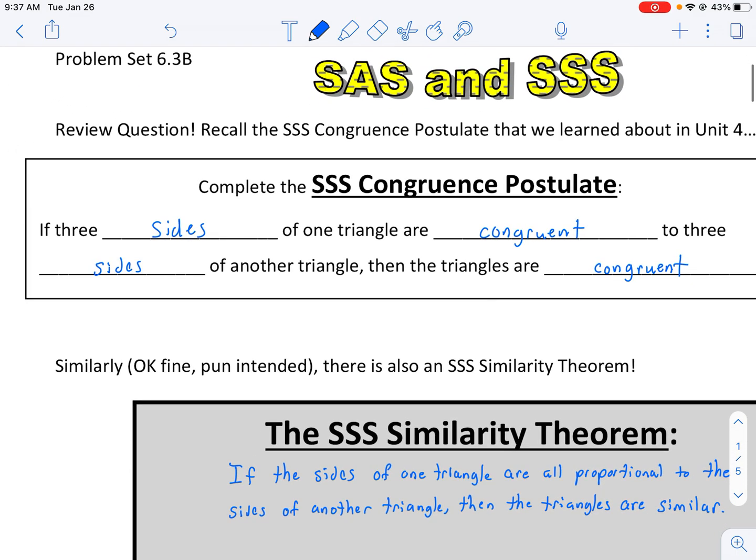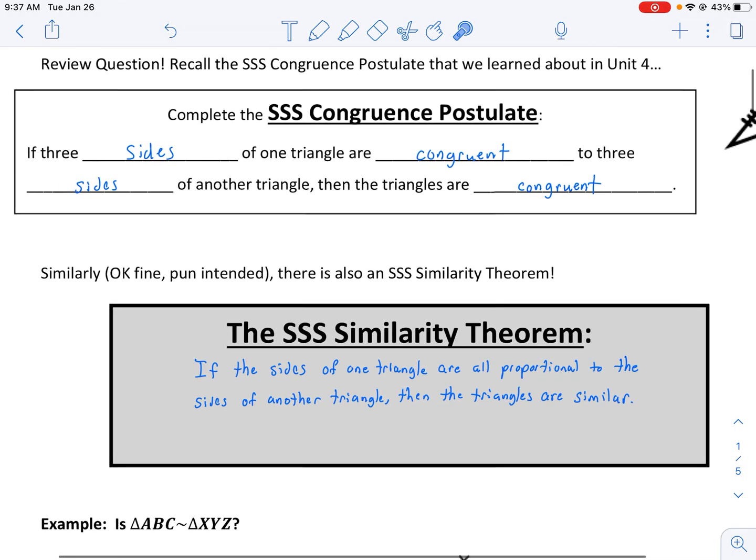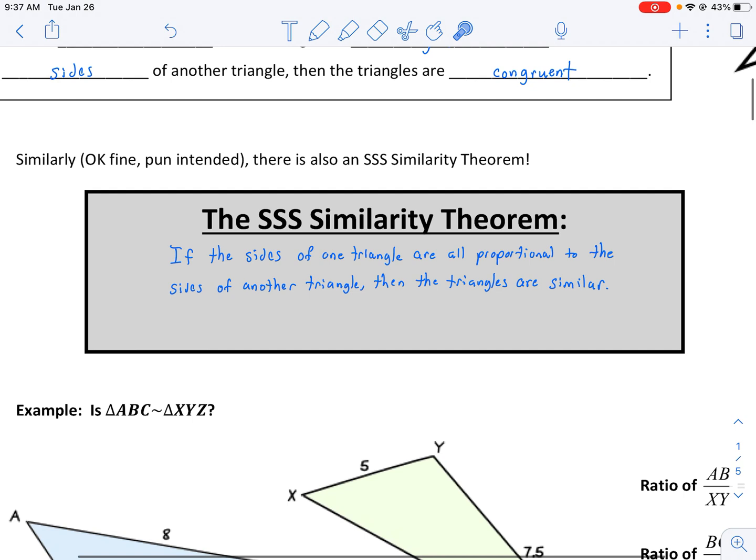So just a reminder, the SSS congruence postulate says if three sides of one triangle are congruent to three sides of another, then the triangles are congruent. So we proved triangles congruent that way. Similarly, yes, that is a pun, there is also an SSS similarity theorem, and that says if the sides of one triangle are all proportional to the sides of another triangle, then the triangles are similar. So remember, proportional means you just divide them, and if all of those ratios are equal, those fractions are equal, then the triangles are going to be similar.